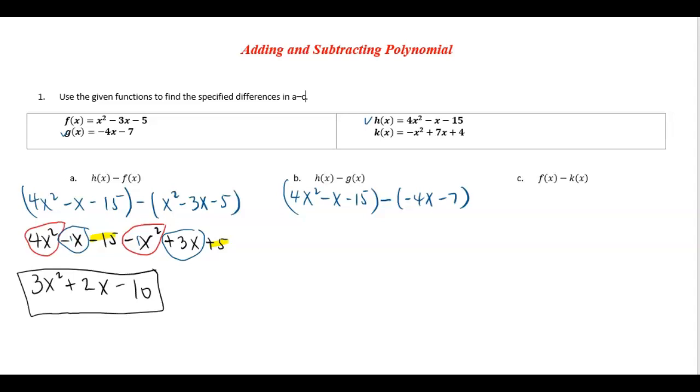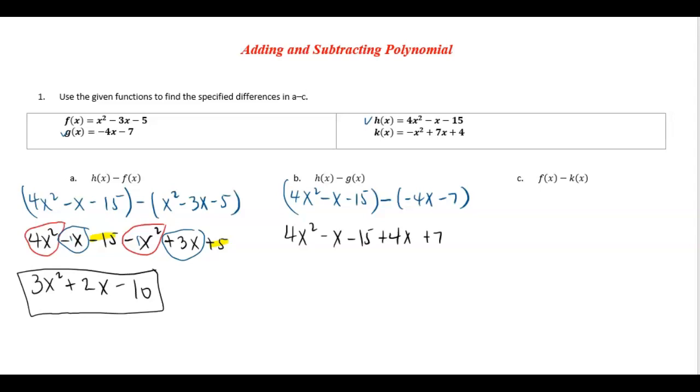All right, so I like to rewrite it without the parentheses. So we're gonna have 4x squared minus x minus 15. The first function stays the same no matter what sign it is. Whether it's addition or subtraction, the first one stays the same. Now for the second one, because we have a minus sign here, we're gonna change that negative 4x to positive 4x, and that negative 7 to positive 7.